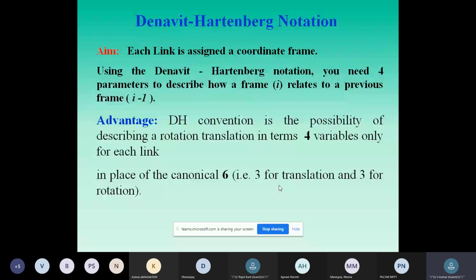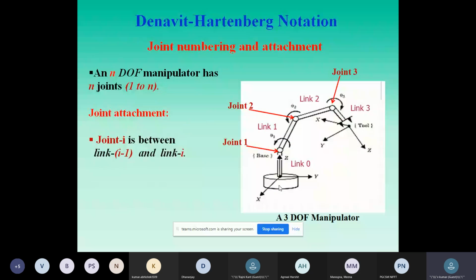Before describing the DH parameter notations, we have to do joint numbering and attachments, link numbering. How many links are there? How many joints are there? How will we attach the frame on these joints, on this frame? For that, first any manipulator is given. Suppose that an NDOF manipulator is given.